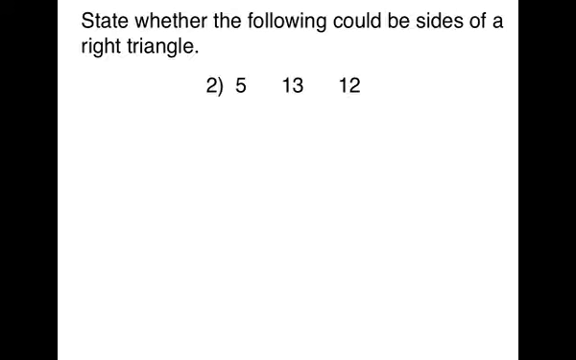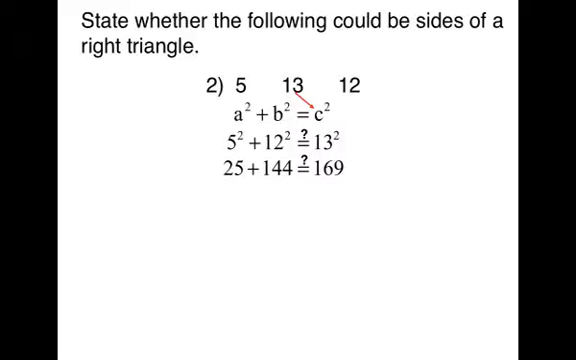Would you try this one and decide, is this a right triangle? So we'll use our Pythagorean theorem. Now remember, the biggest number has to go by itself. So I've got, is 5 squared plus 12 squared equal to 13 squared? In other words, is 25 plus 144 equal to 169? Nope. They do not add up, or sorry, what am I saying? Yes, they do. Yes, they do add up, so this is a right triangle.